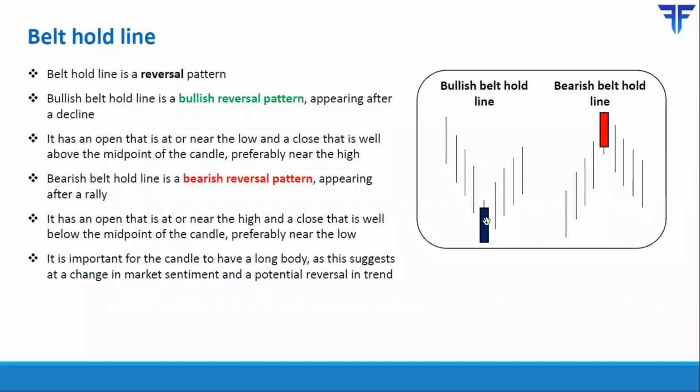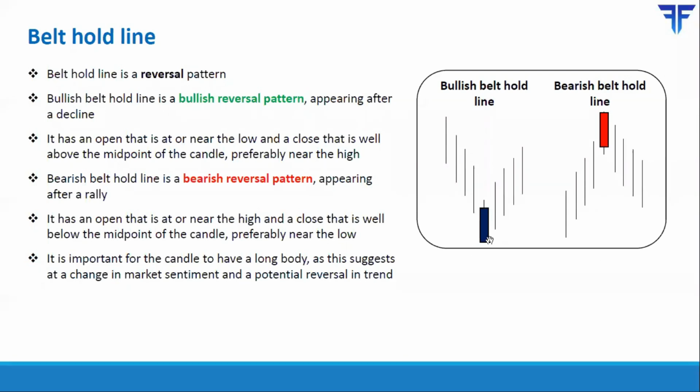So in case of a bullish belt hold line, you have an opening at or near the day's low, and then you have a strong rally during the day wherein the price closes in the upper half of the trading range, so somewhere above this. As you can see, the price closed just below the high of the day. So this indicates a strong change in sentiment from bearish to bullish. It indicates a period wherein sellers are no longer controlling the market, and buyers have returned with strong buying pressure.